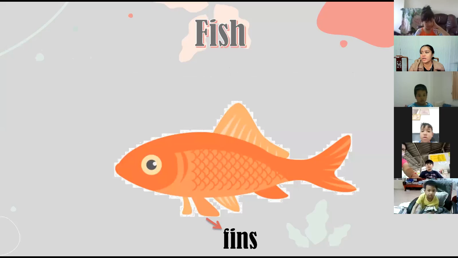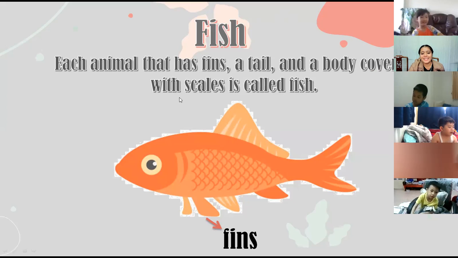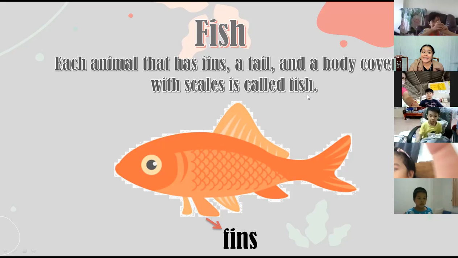Okay, now let's proceed to our next animal. What's this? What animal is this? Fish. This is a fish. Now let's read the definition. Each animal that has fins, a tail, and a body covered with scales is called fish.